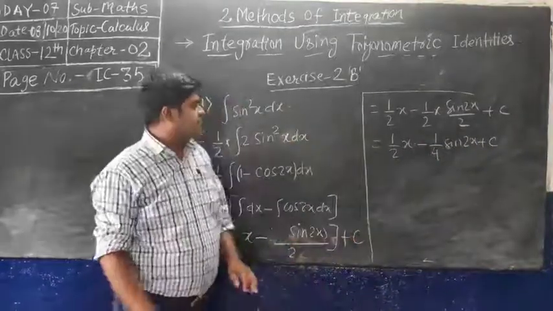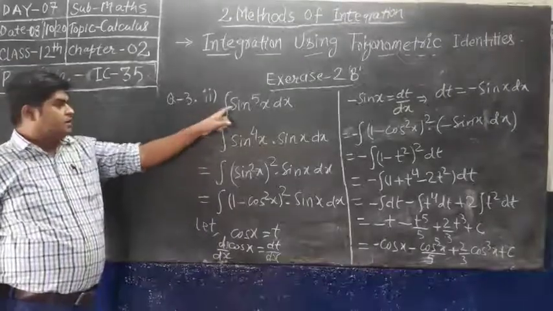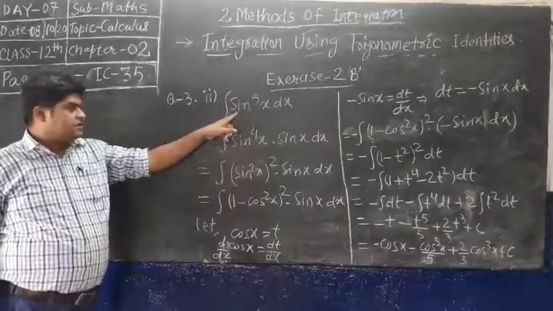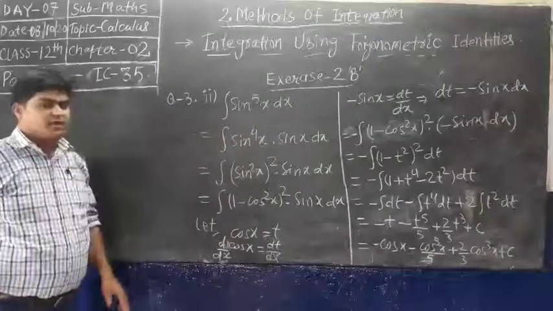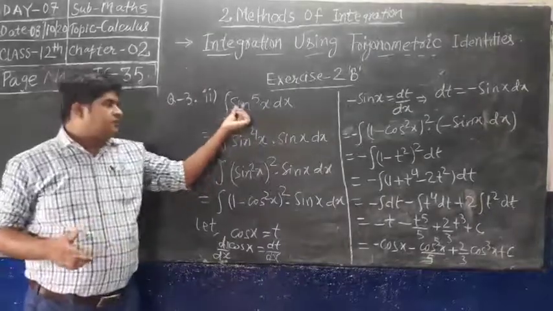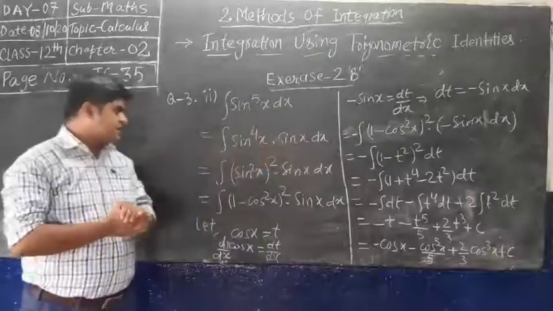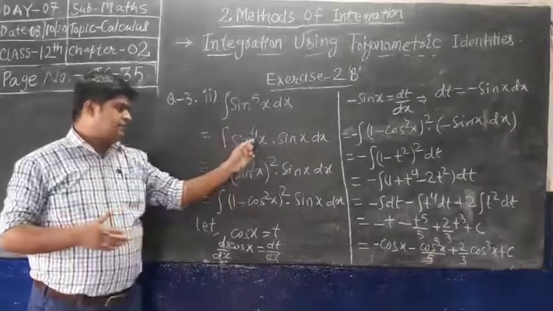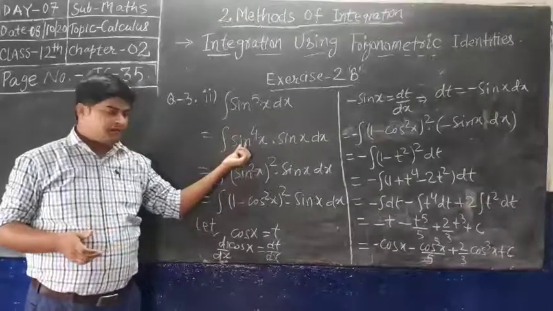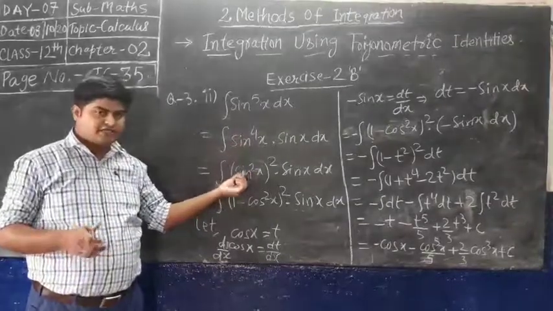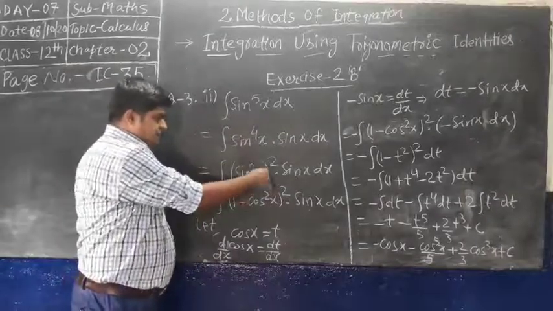Now let us see the next question. Students, see question number 2. You have to find the integration of the trigonometric function sin to the power 5 x dx. First of all, you will break sin to the power 5 x into sin to the power 4 x into sin x dx. We have to find the integration of sin to the power 4 x into sin x dx, and you can write sin to the power 4 x as sin square x whole to the power 2.